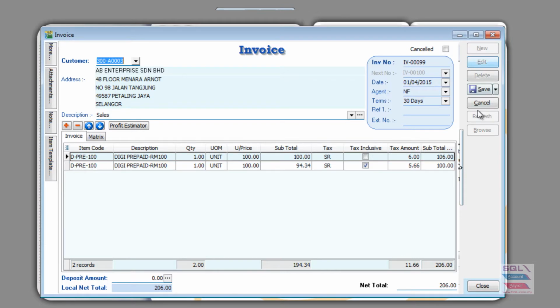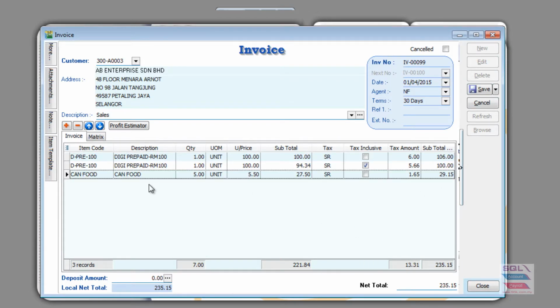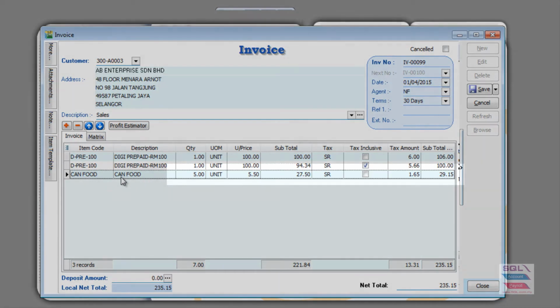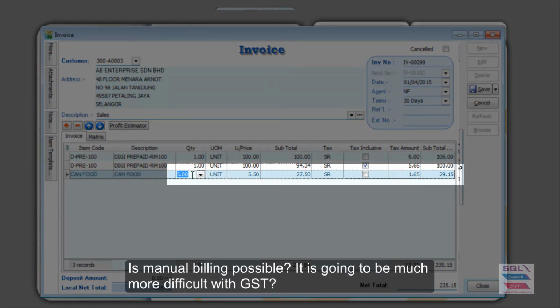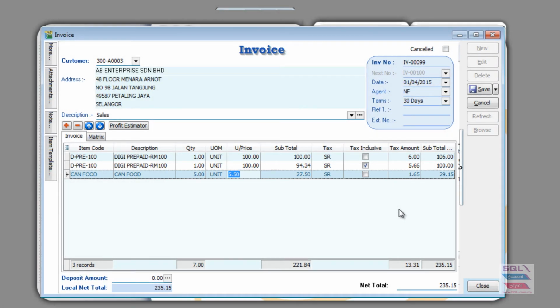I would like to highlight another issue, the cents. Now let's look at this third item. This is an item of 5 ringgit, quantity 5, for 5 ringgit and 50 cents. What is the tax amount? Clearly, it is not that simple. That is because in GST tax 6%, you will end up with a lot of rounding issues. There is a lot of sense behind it.